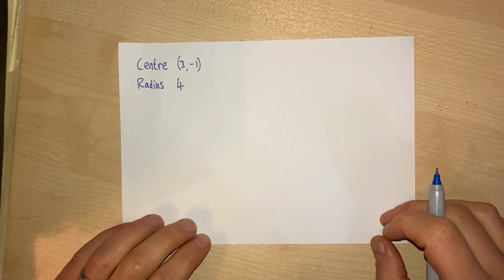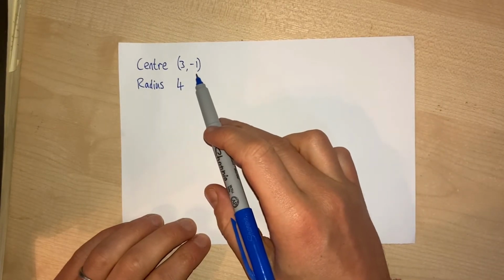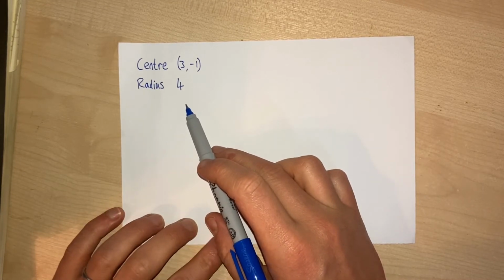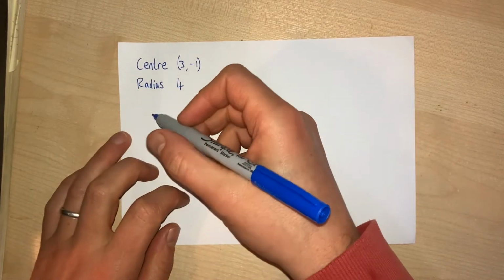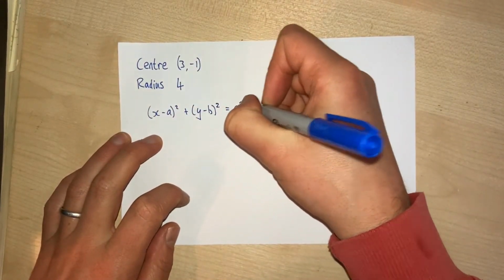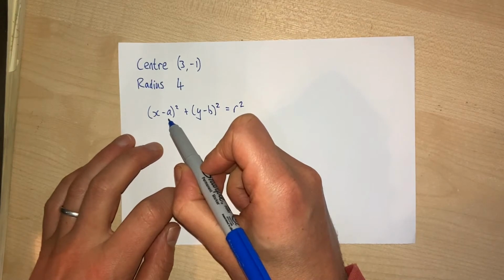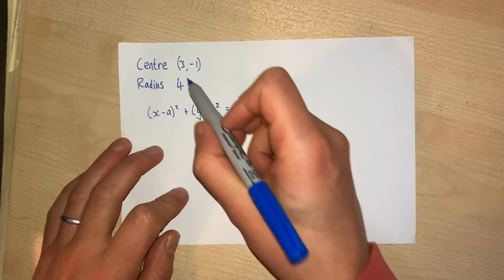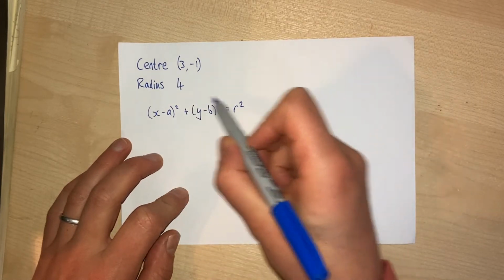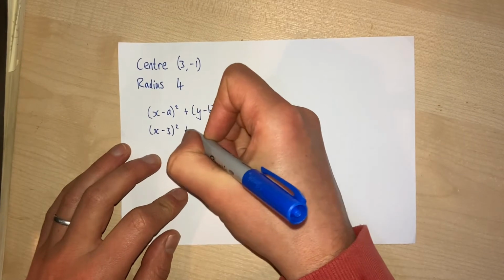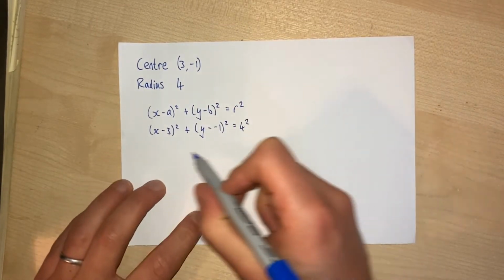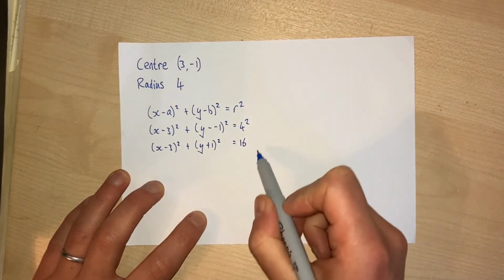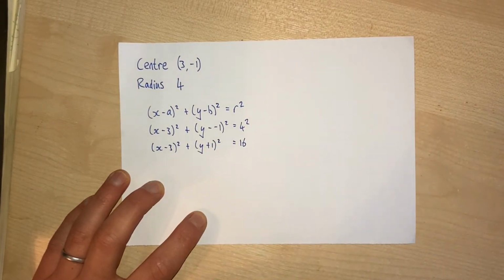Find the equation of the circle with centre at (3, -1) and radius 4. Well, we know the general form of the equation of a circle can be given by the following. This is where the centre of the circle is at (a, b), and r is the radius of the circle. So let's substitute these values into our equation here. And now we can tidy this up. And here we have the equation of the circle.